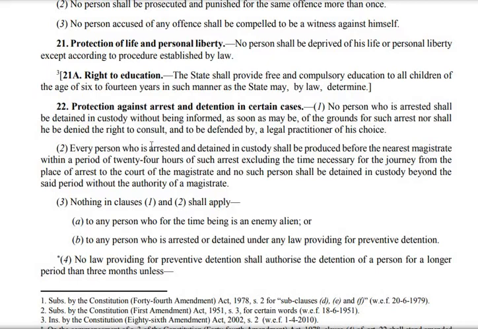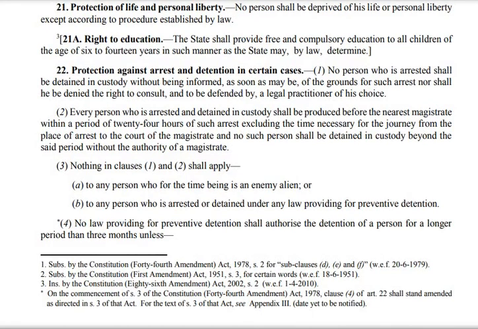Now the second clause: every person who is arrested and detained in custody shall be produced before the nearest magistrate within a period of 24 hours of such arrest, excluding the time necessary for the journey from the place of arrest to the court of the magistrate, and no such person shall be detained in custody beyond the said period without the authority of a magistrate. So ये आपको मिलेगा वहाँ पर section 57 of the CrPC.